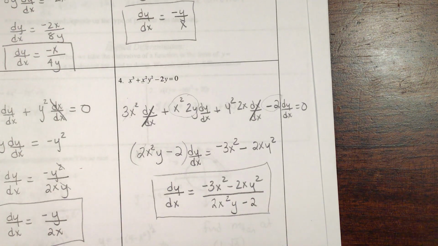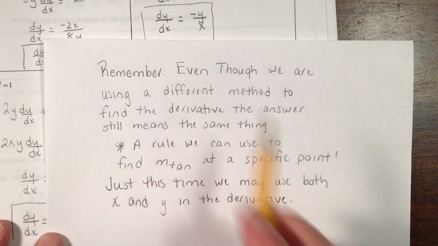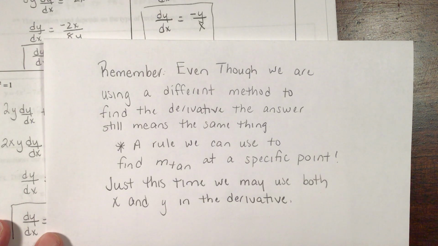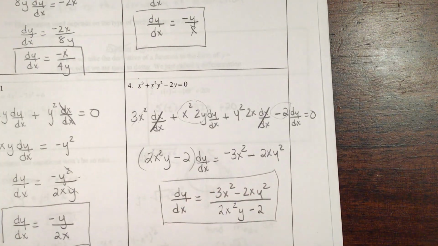Okay, so now we got through the examples that I wanted to get through today. All I want to do is remind you really quickly, even though we're using a different method to find the derivative, the answer still means the same thing. It's a rule we can use to find the slope of the tangent line at a specific point. Just this time, we're going to plug x's and y's into our rule to get the derivative.